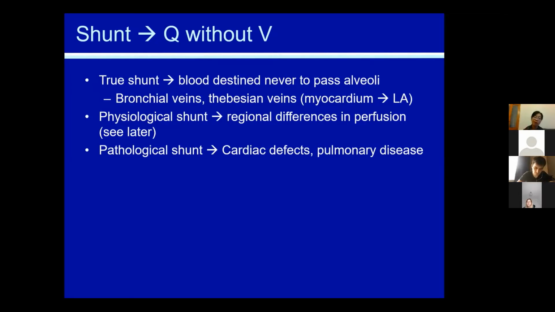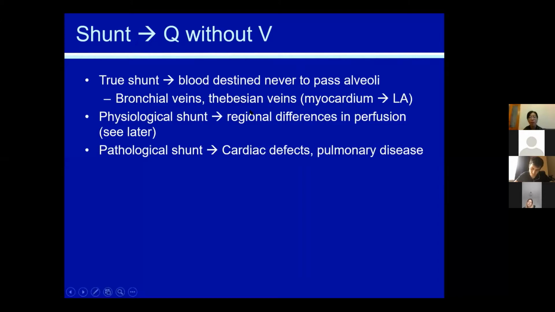Again, there are different types of shunt. The first type is true shunt. So this is blood that is just destined never to go past the alveoli because of anatomical reasons. One of the types of true shunt is bronchial veins. So these are blood vessels that go to the lungs, supply the lungs, but just never bypass alveoli. So they just supply the lungs and then go straight back to the heart.